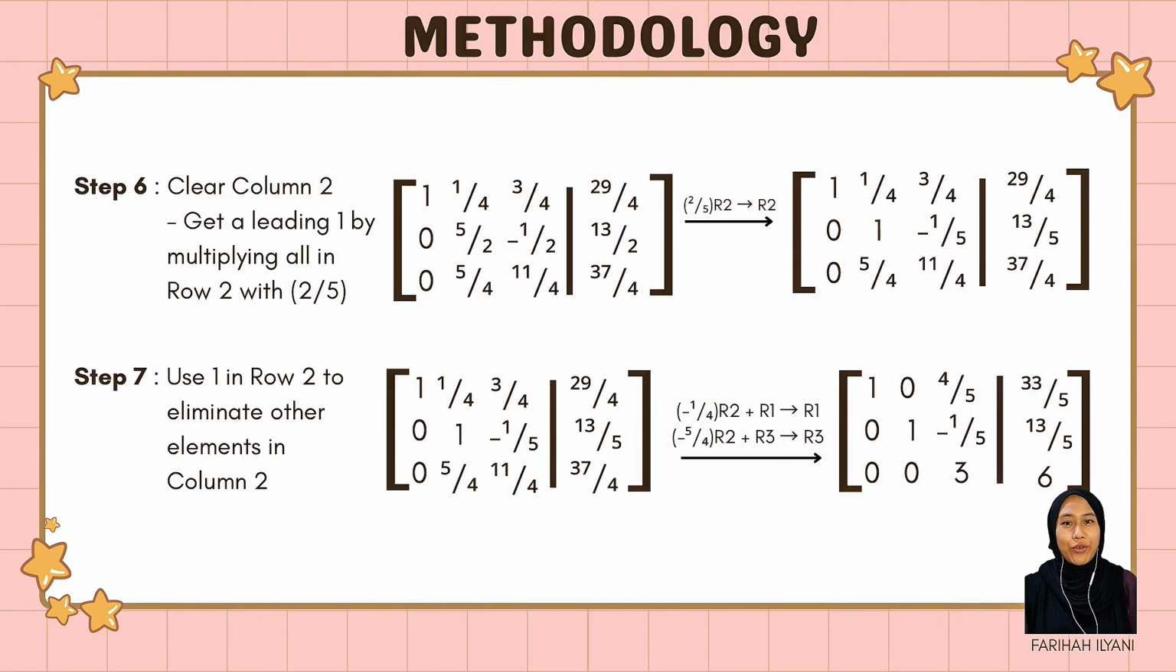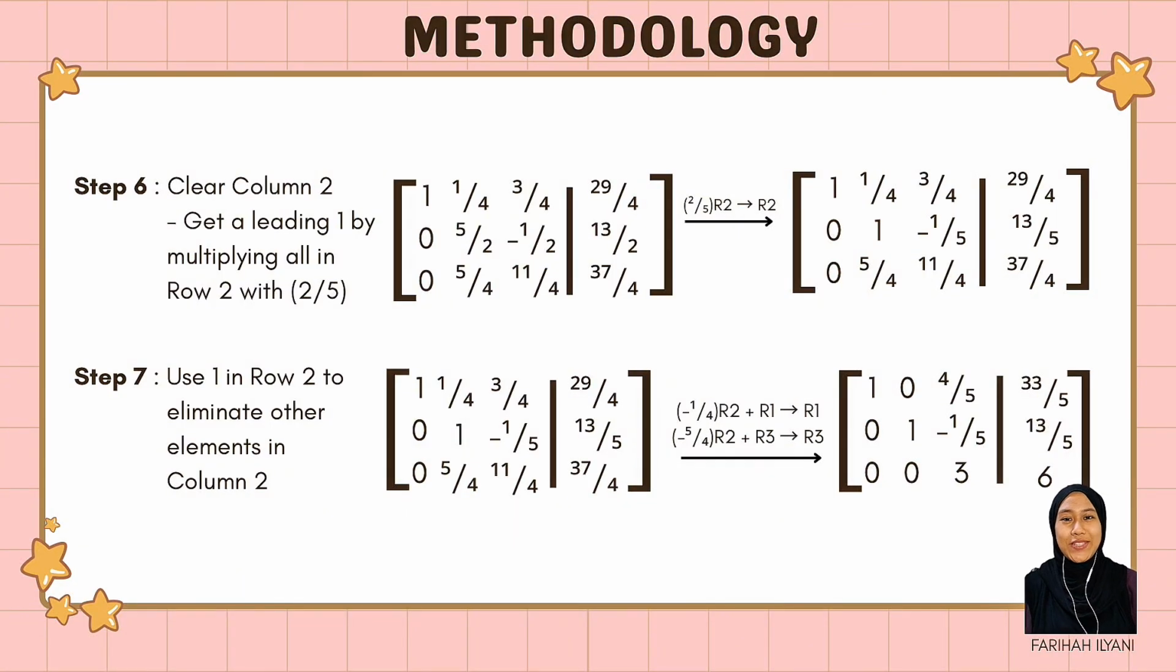After that, the next part of our row reduction process, we are going to focus on clearing column 2. In step 6, our goal is to get a leading one in the second row. Right now, the middle element is 5 over 2. To turn this into a 1, we multiply the entire second row by its reciprocal, which is 2 over 5. As you can see on the right, after applying this row operation, our new row 2 becomes 0, 1, negative 1 over 5 and 13 over 5.